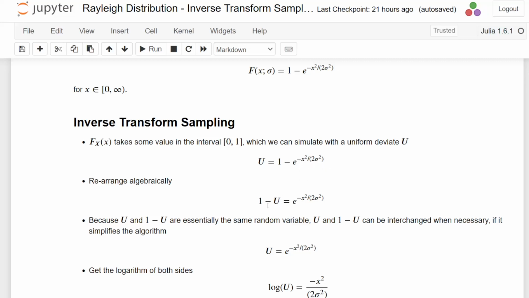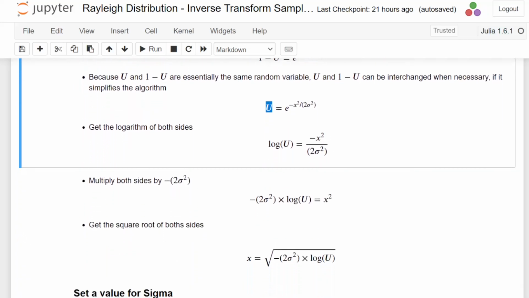So if I rearrange that algebraically, I can say 1 minus u is the exponential of minus x squared divided by 2 sigma squared. Now, this is a very important thing. Because u and 1 minus u are essentially the same random variable, they can be interchanged when necessary, if it simplifies the algorithm. So I can change 1 minus u and just rewrite that as u, because it is the same structurally and in terms of probability distribution. So u is equal to the exponential of minus x squared divided by 2 sigma squared.